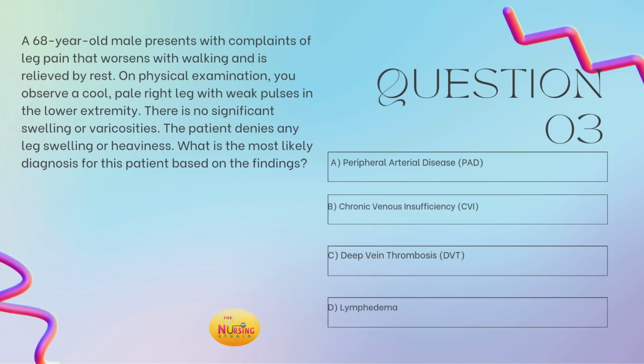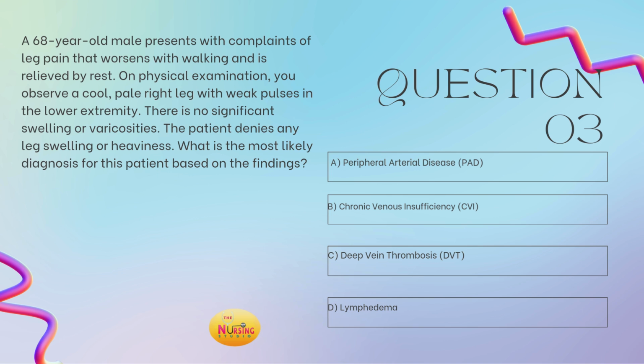All right, and question number 3. A 68-year-old male presents with complaints of leg pain that worsens when walking and is relieved by rest. On physical exam, you observe a cool, pale right leg with weak pulses in the lower extremities. There is no significant swelling or varicosities. The patient denies any leg swelling or heaviness. What is the most likely diagnosis for this patient based on these findings? Is it A, PAD, B, CVI, C, DVT, or D, lymphedema? Take a moment and tell me what you got, y'all.